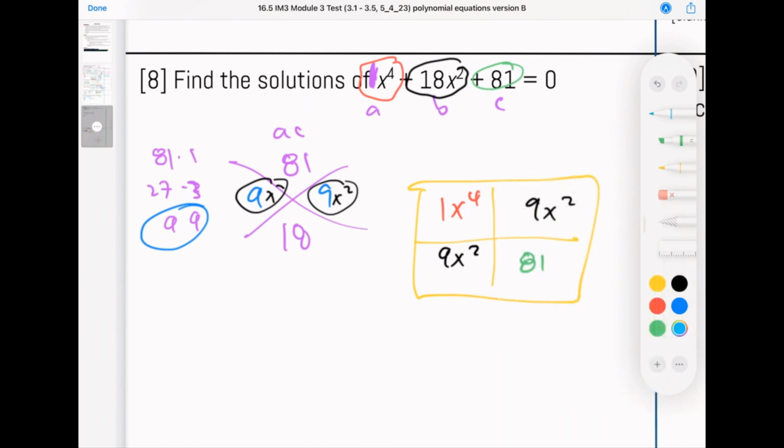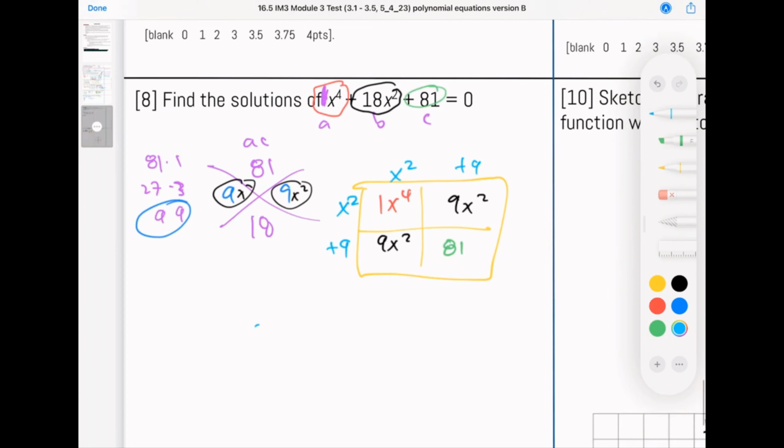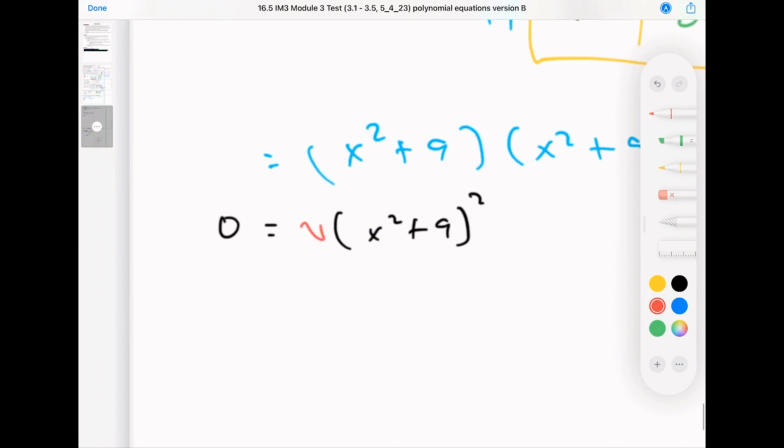Okay, now we're just going to take out the greatest common factor. X squared, 9, and 9. So I have x squared plus 9, x squared plus 9. Now you can write those as 2. And to solve just means set it equal to 0. You're just going to be left with x squared plus 9.